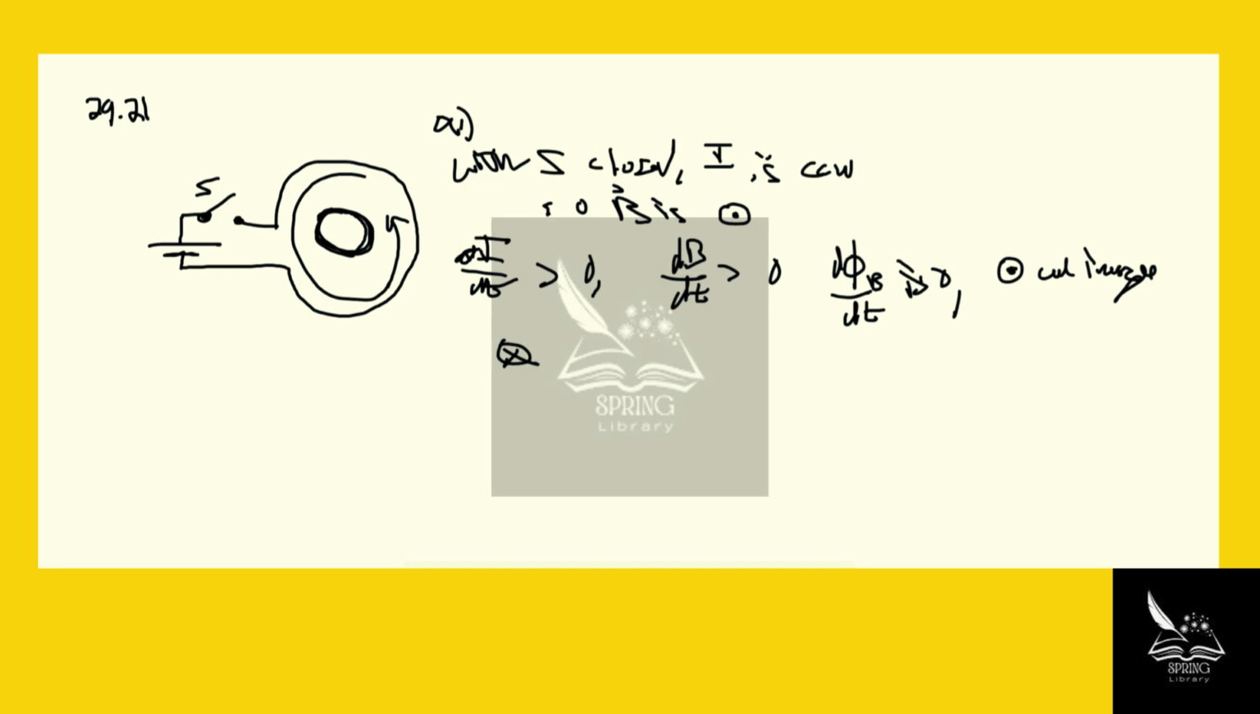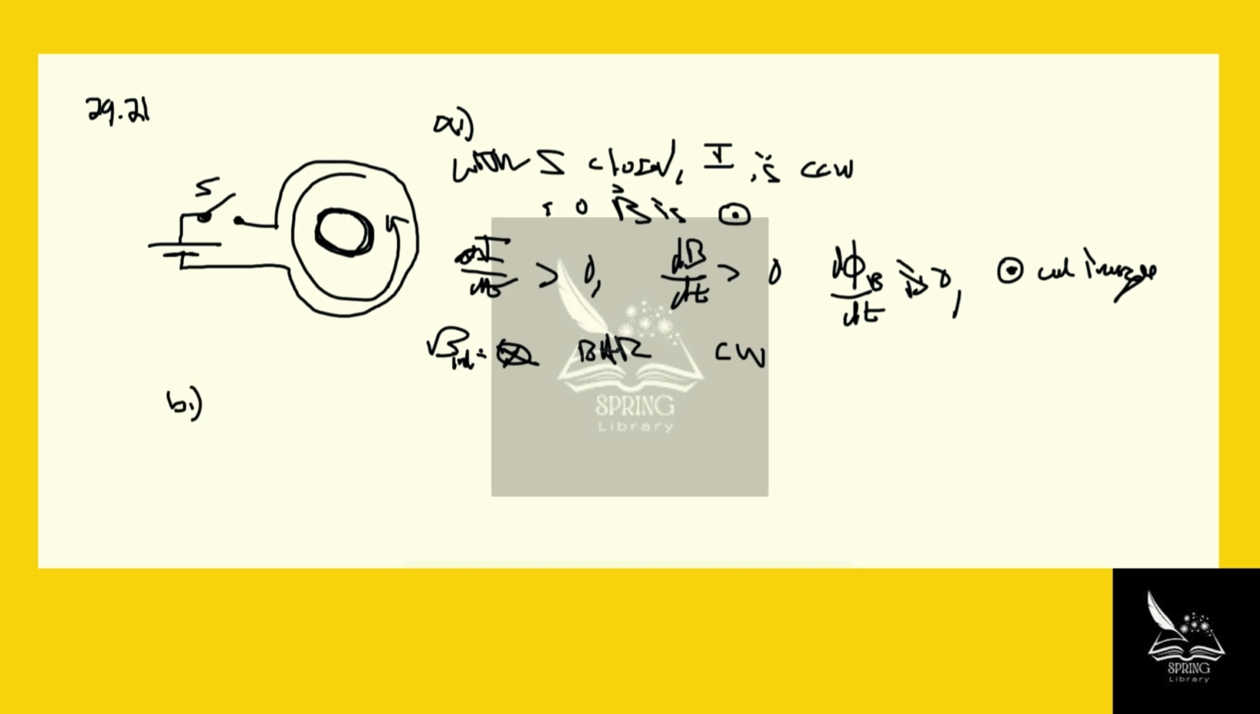So to oppose that, Lenz's law says the induced current must make a B field into the page. Sorry, this dot is out of the page, so the flux is out of the page and increasing, so the induced current must oppose that by making a B field into the page. So B induced is into the page. Using the right hand rule, we see that it must be a clockwise current.